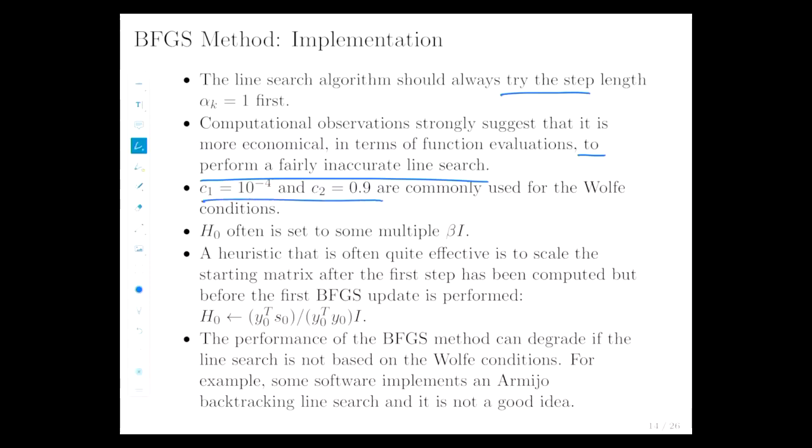For BFGS, we use these constants, which are empirical. There's no reason behind them. People have been doing it for 5 decades. They realize these are good numbers, so that's what is suggested. We can initialize it as some multiple of identity. There is another way of initializing it, by this value, the initial rank 1 update.